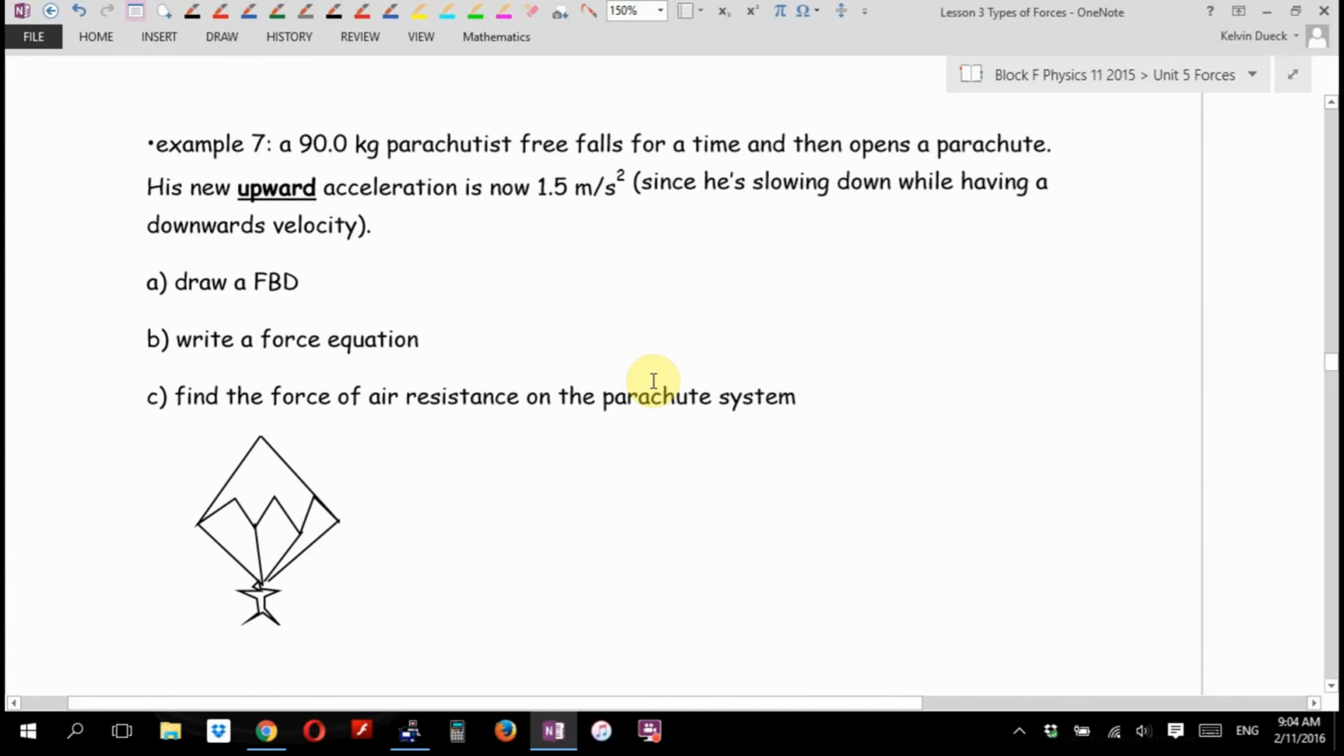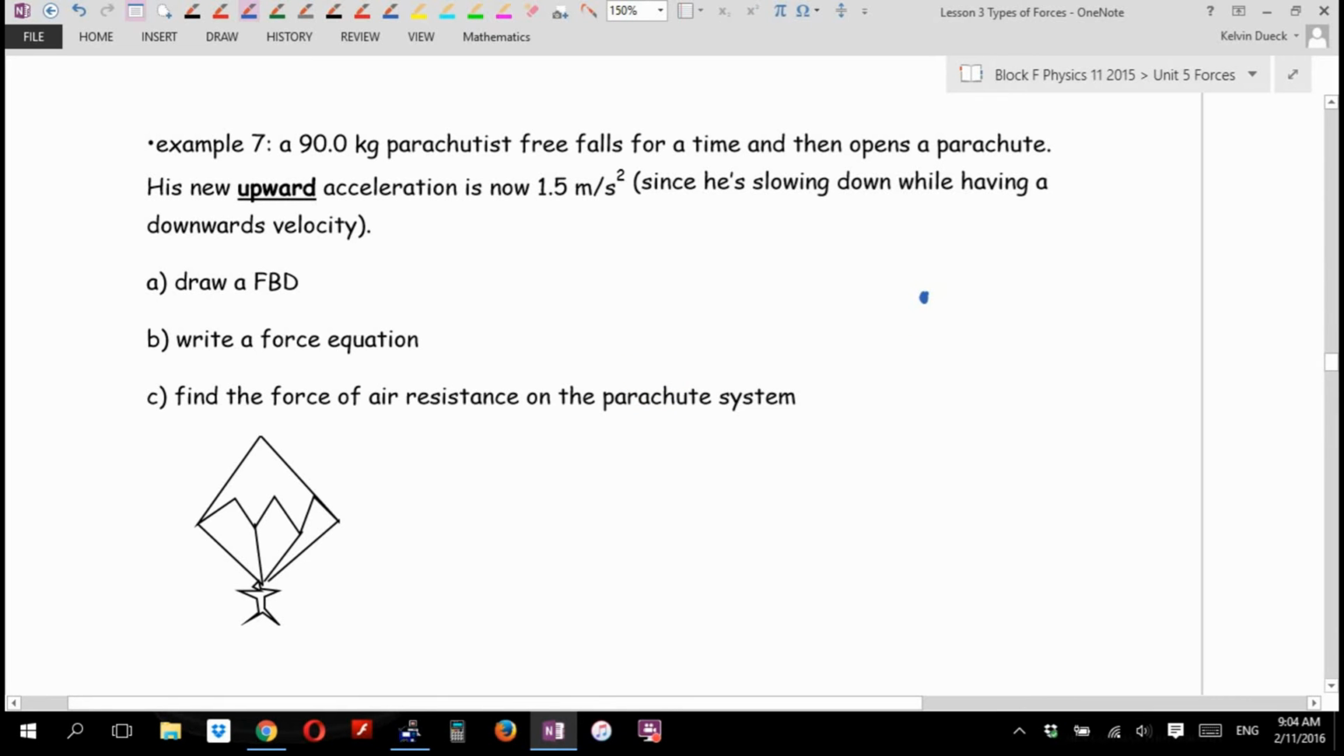Okay. Example 7, a 90 kilo, you know what? Me. Let's suppose I'm the parachutist. I jumped out of an airplane, and I free fall for a while, and then I open a parachute. My new upwards acceleration is 1.5 meters per second squared because I'm slowing down, even though I have a downwards velocity. If my velocity is downwards and I'm slowing down, which way must I be accelerating? Upwards. Okay? Draw a free body diagram.